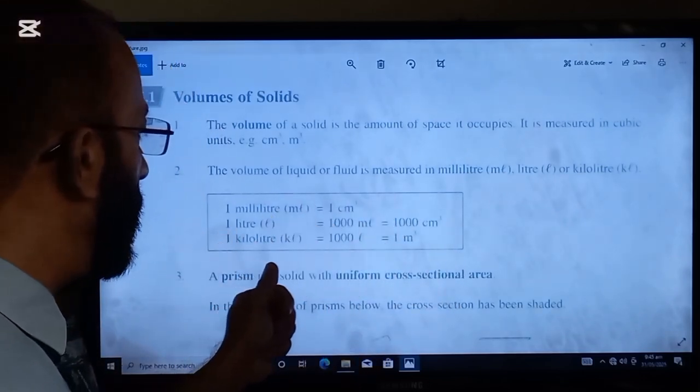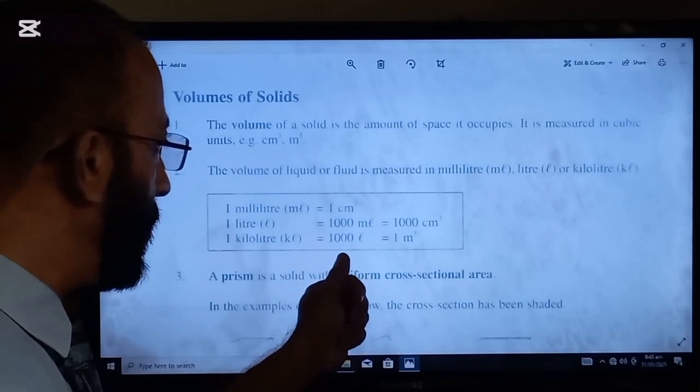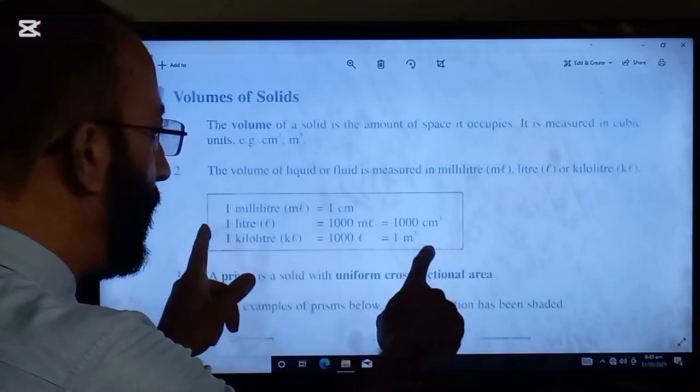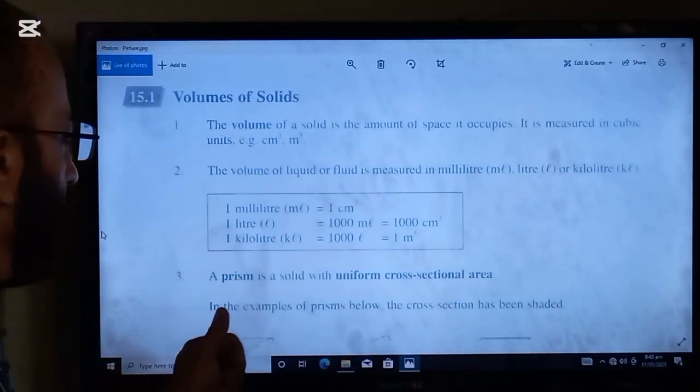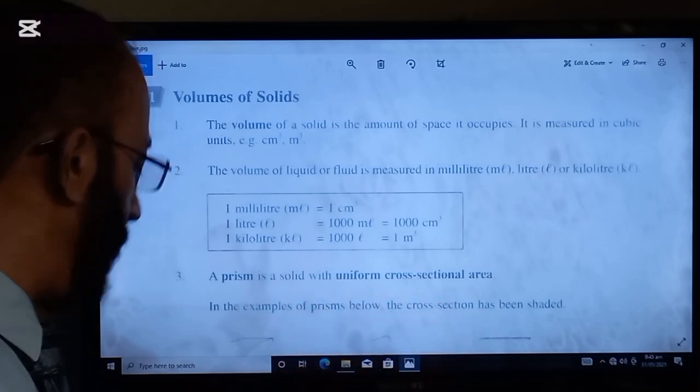And 1 kiloliter is equal to 1000 liter. And 1000 liter is equal to 1 meter cube. So you have to remember these values. A prism is a solid with uniform cross-sectional area.